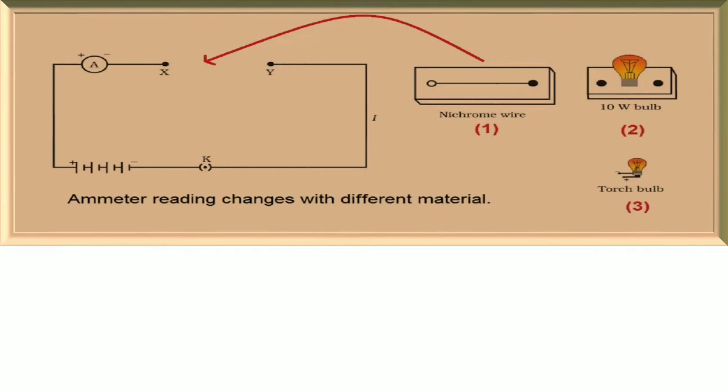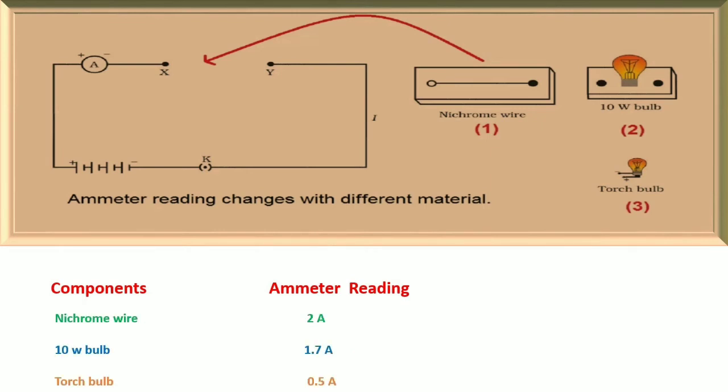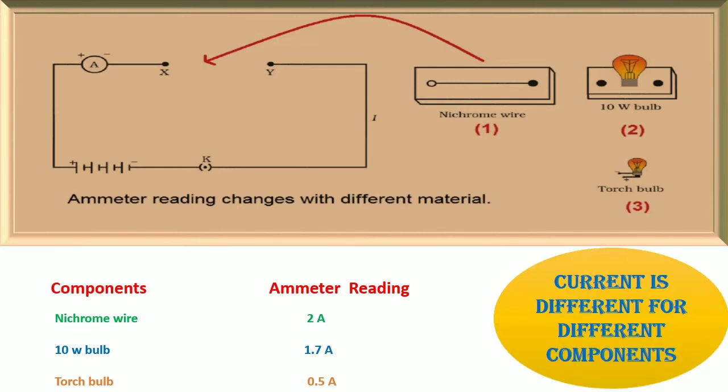First, place the nichrome wire in the gap XY and plug the key and note the ammeter reading. Say 2 ampere. Next, unplug the key and replace it by a 10 watt bulb. Let the ammeter reading be 1.7 ampere. Again, unplug the key and replace it with the torch bulb and note the reading. Say 0.5 ampere. We observe here that the current is different for different components.